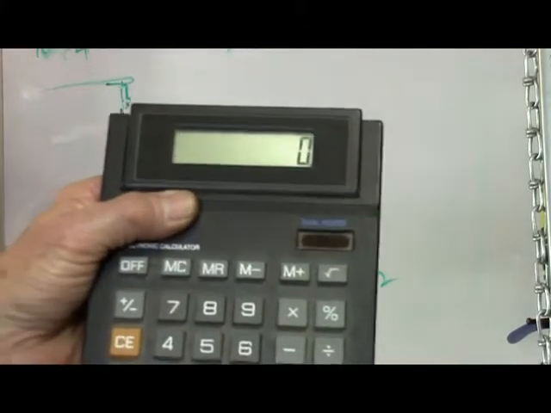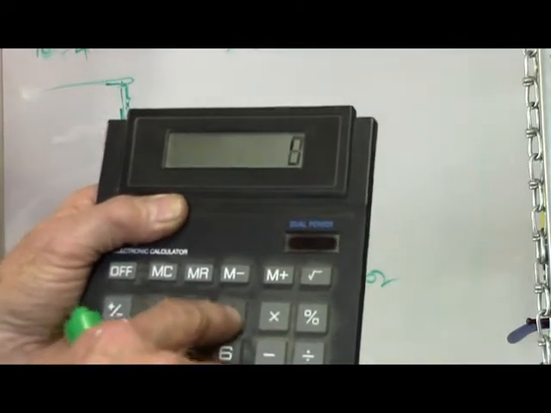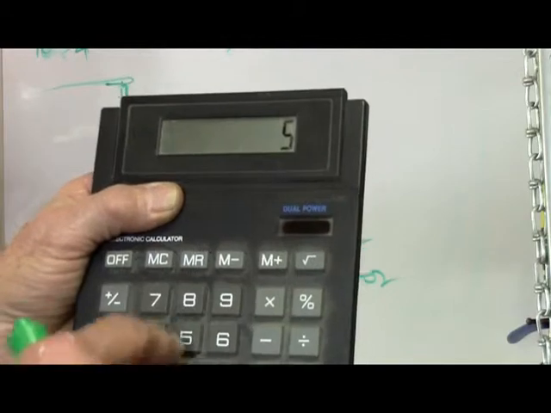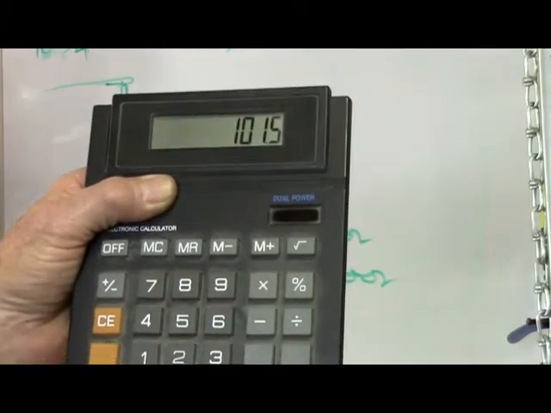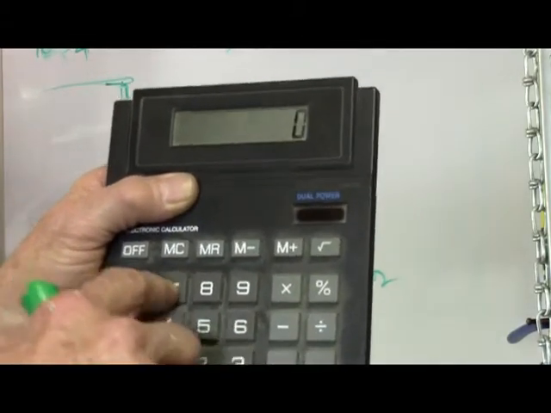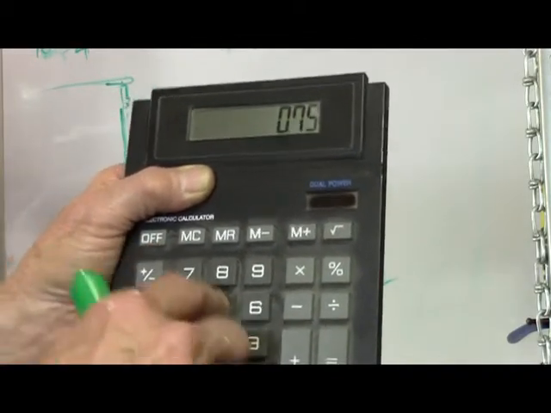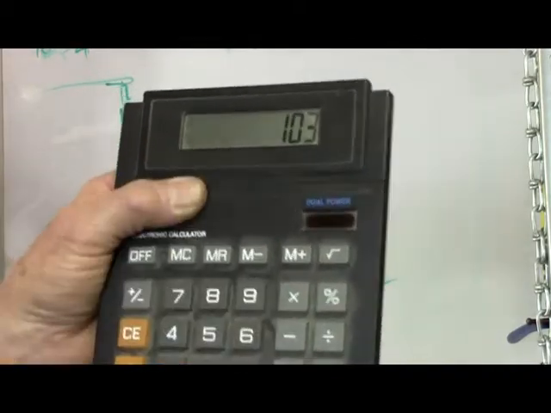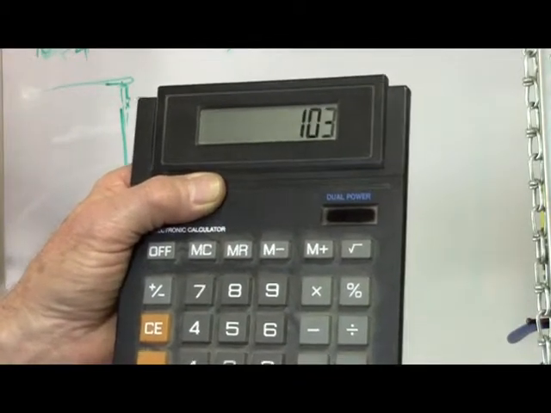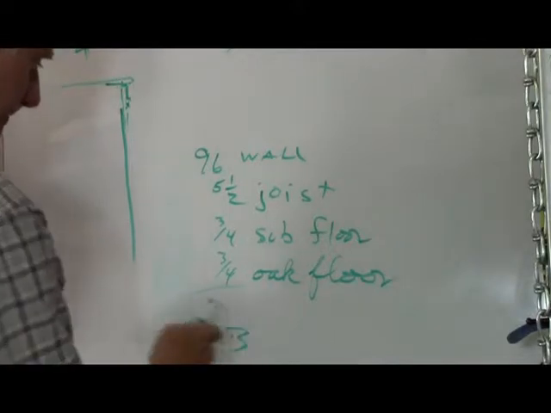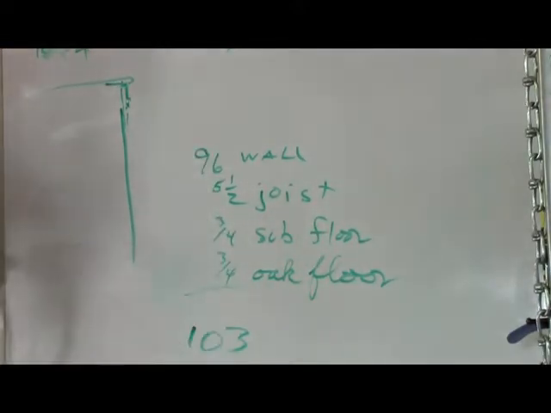So we'll get our Mr. Calculator here. Okay, 96 plus 5.5, plus 0.75, plus 0.75. Okay, so we got 103 total. Put down here on the bottom, 103. All right.